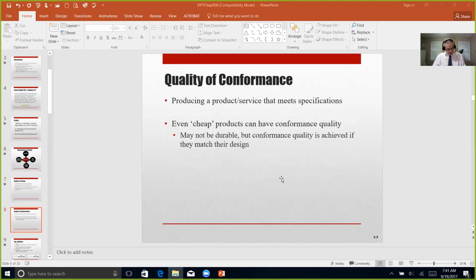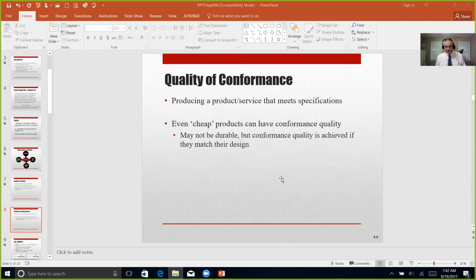Quality of conformance means producing the product to meet the specific specification that's been determined by the design team. And when that product conforms to those specifications, operations considers it a quality product regardless of the quality of the design.